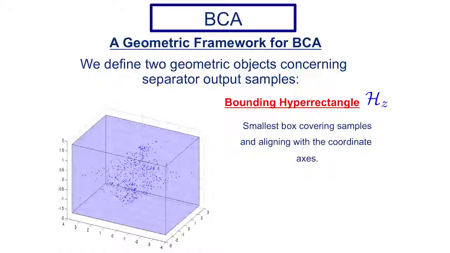The second geometric object is even simpler. This is the bounding hyperrectangle. It is nothing but the smallest bounding box containing our samples, and that's where we utilize the boundedness of sources. It's the smallest bounding box which aligns with the coordinate axes, so we call it the bounding hyperrectangle. So we have these two objects, the hyperellipse and the hyperrectangle.